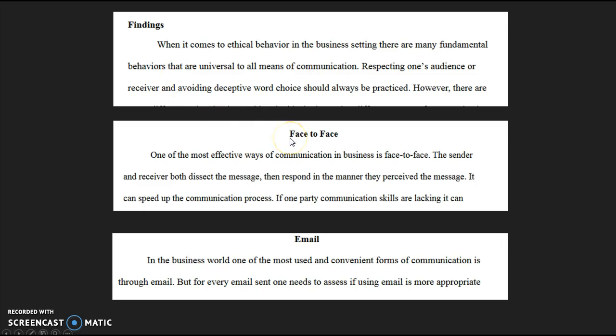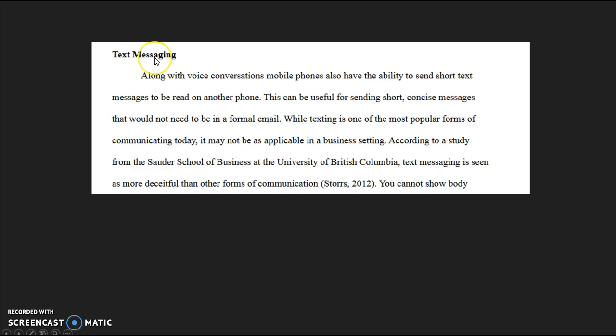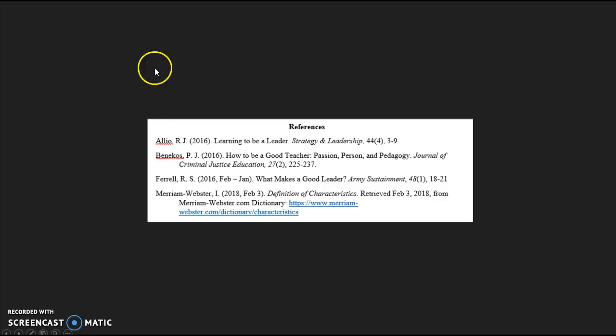Then they have the first area, face-to-face, email, mobile. Now mobile is going to be broken down, so they move over here and say phone conversations. They move over here, texting. Of course, the references at the end of the paper, they are APA with these tabbed in, second line tabbed in.